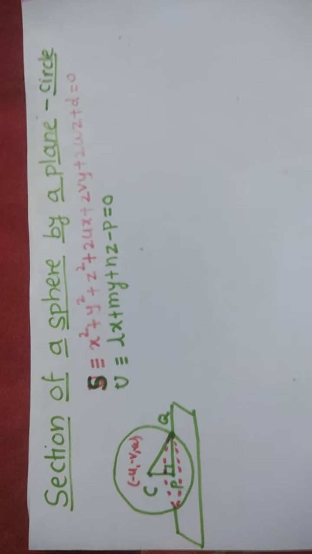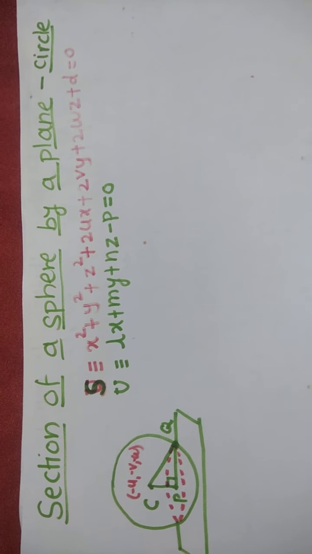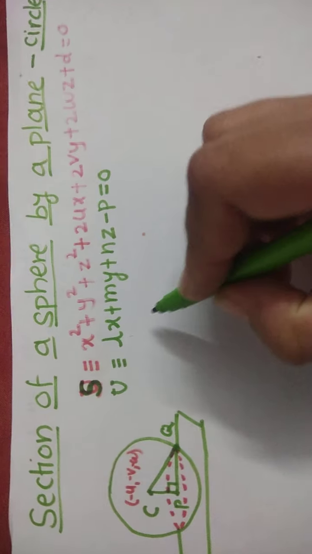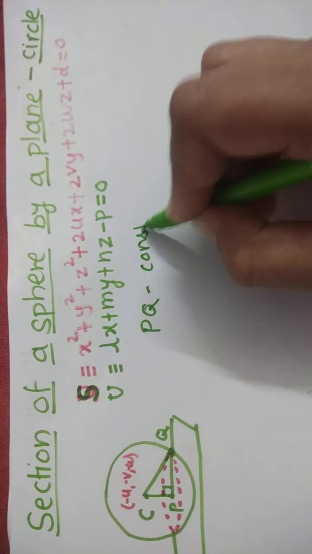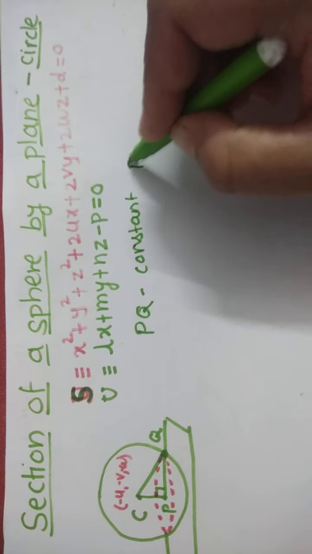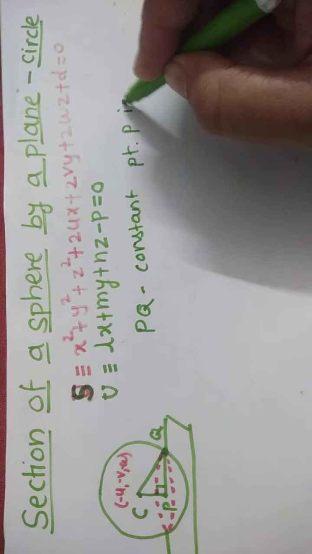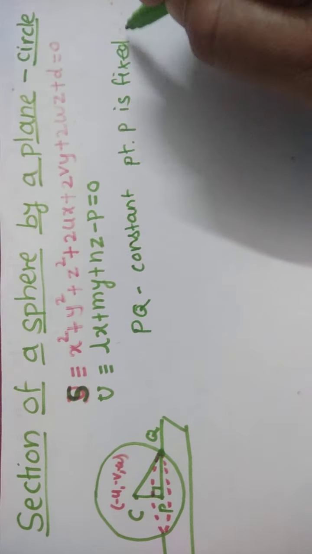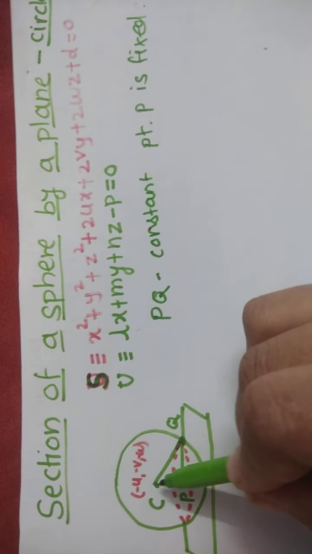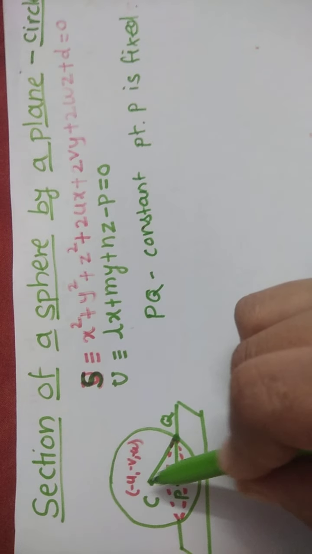To show that the section of a sphere by a plane is a circle, that means you have to show that PQ is constant and point P is fixed. What we have to show is that PQ is constant and point P is fixed. Okay, so we'll draw a perpendicular.